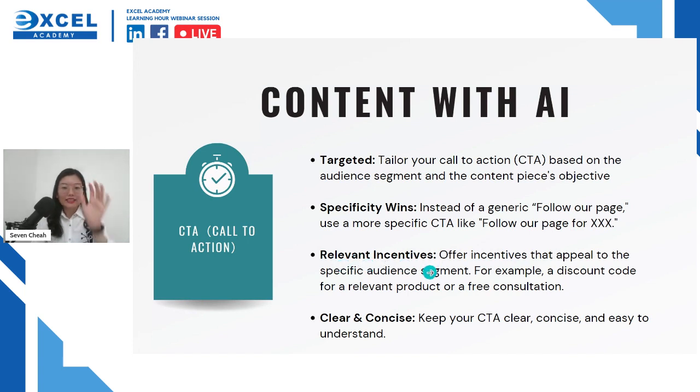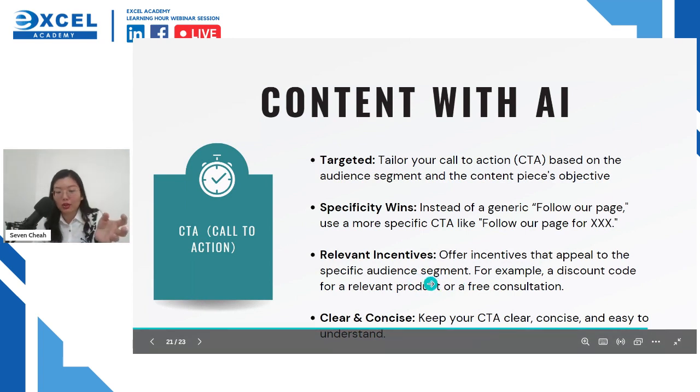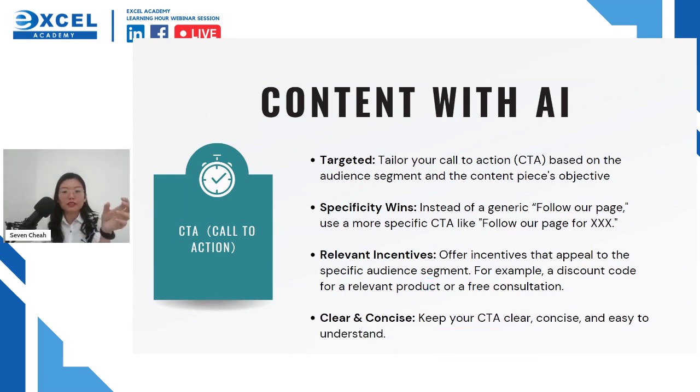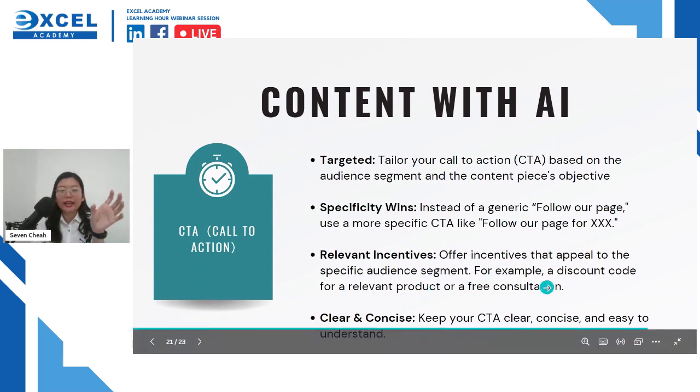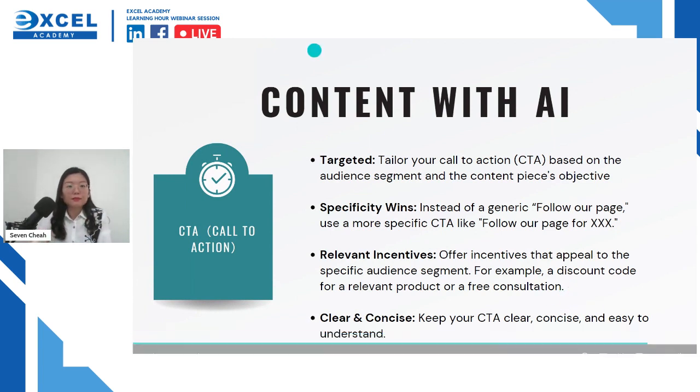Also, relevant incentive: if you have any offer that is appropriate for this audience segment, you can add it in. You can ask the AI to add it in. Let's say I have an offer for working adults: 5% off if you show your coffee cup at your working desk, something like that. So I can tell the AI to add the call to action in the content it helps me create, so it's more personalized. And of course, call to actions will normally be clear, so it's easier for them to get your ideas.